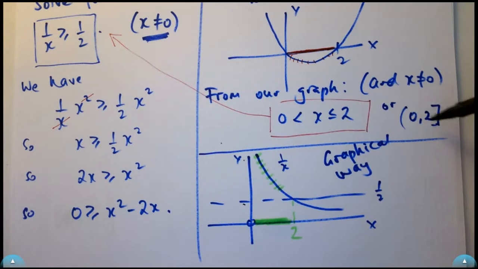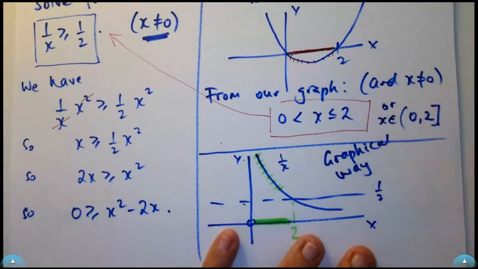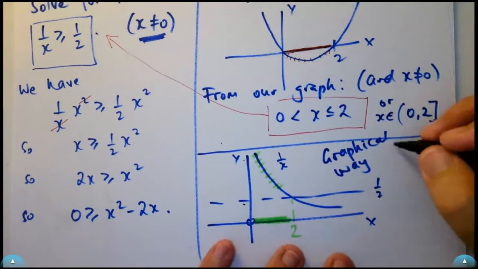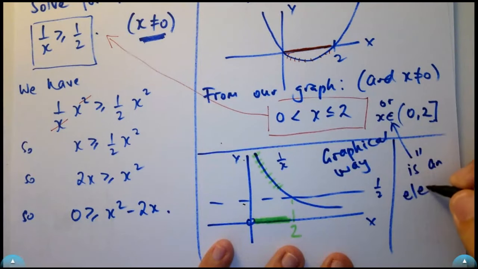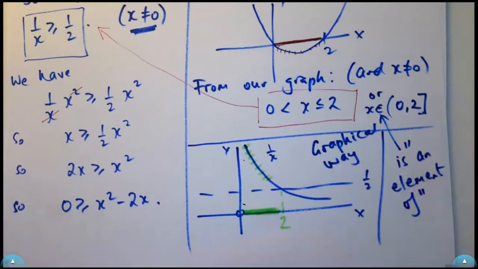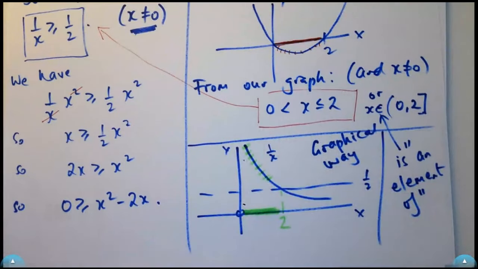Okay, some people ask me, why the square bracket? Why the open bracket? Well, this includes the point at the end and this doesn't. So you could write x is in this interval. This funny looking symbol is an element or a member of. Okay, so this is essentially saying the same thing as this.